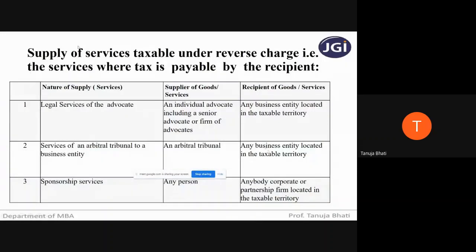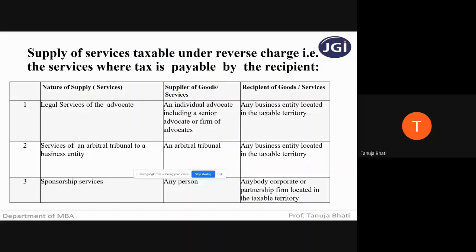Now let us understand supply of services which are taxable under reverse charge. Students, now we have seen supply of goods. Now let us see what are those services which, if provided, the recipient is liable to pay tax and not the supplier. First, legal services of an advocate. If an advocate, either a senior advocate or a firm of advocates, is providing services to any business entity in taxable territory, then who is liable to pay tax? The person who is liable to pay tax is the business entity located in the taxable territory.